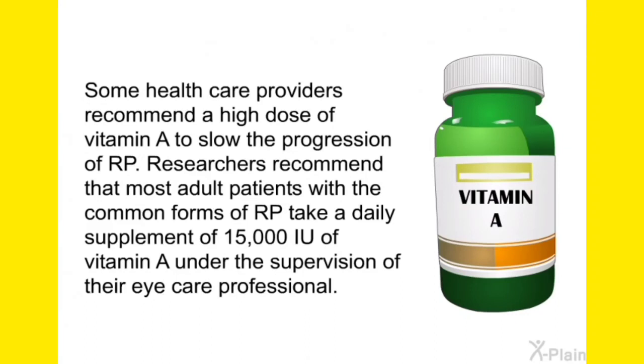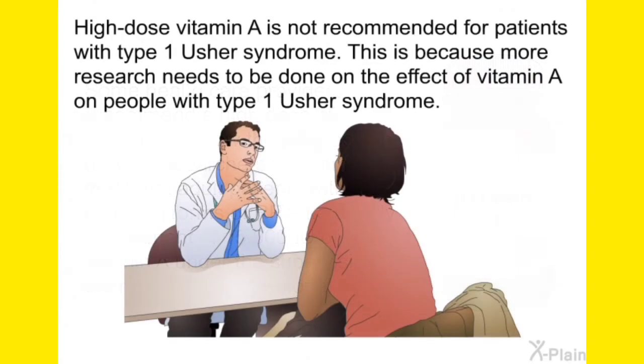Generally, 15,000 international units of vitamin A is given under the supervision of an eye specialist doctor, and this 15,000 international units is given daily so that we can decrease the progression of the RP, the retinitis pigmentosa, to some extent, and this is given under the supervision of an eye specialist doctor.